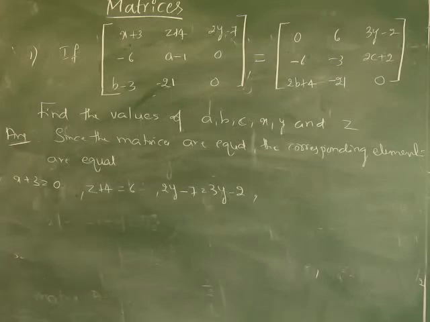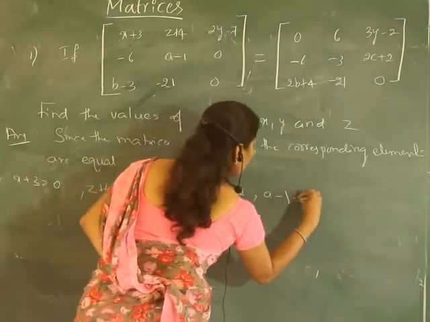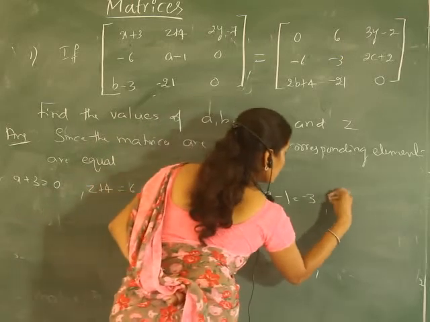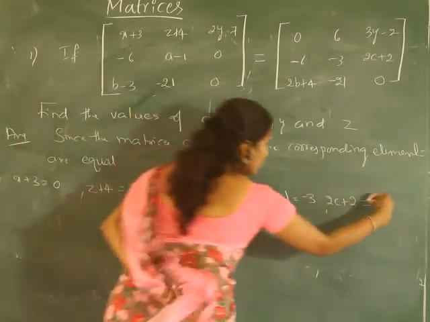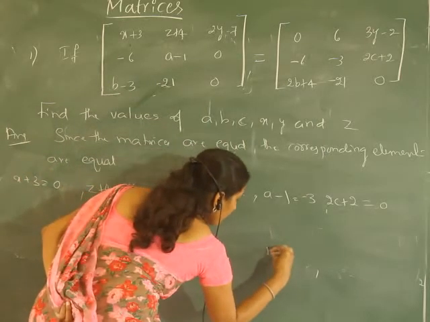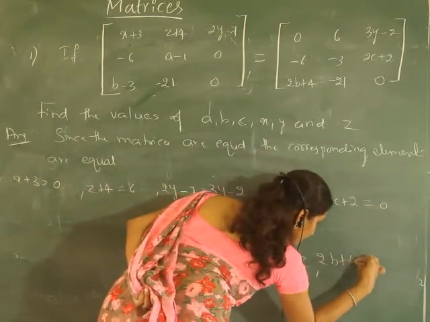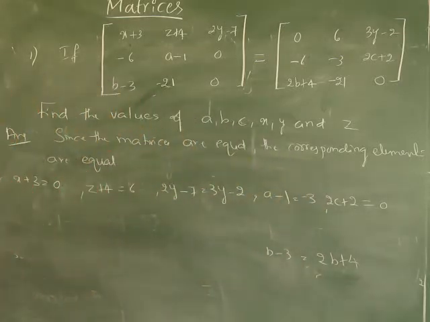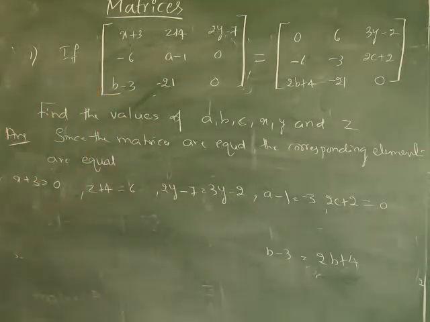Next we want to find out the a, b, c values. So a minus 1 is equal to minus 3. Then 2c plus 2 is equal to 0. And one more is a condition for b: b minus 3 is equal to 2b plus 4. So these are the equations we can get from the given matrices. So we can write x plus 3 equal to 0.